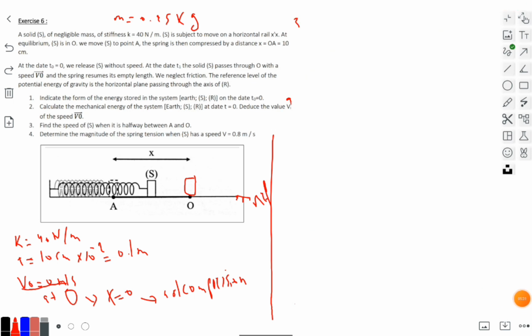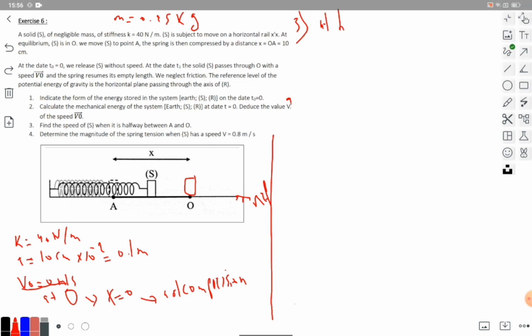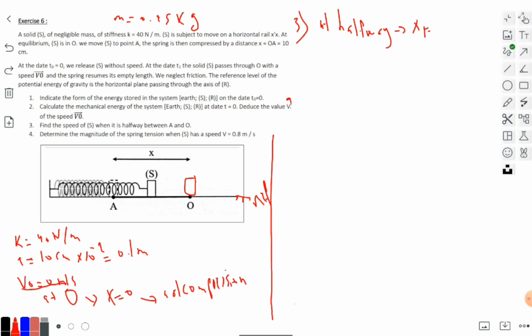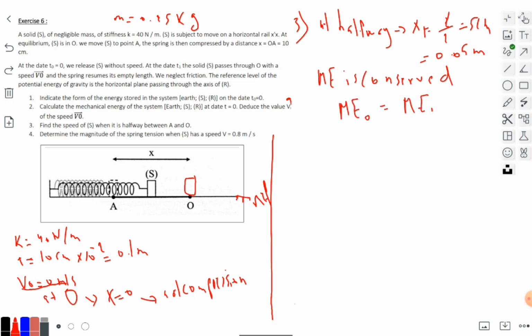Part 3. Find the speed of S when it's halfway between A and O. Halfway, x1, the new x, is equal to x over 2. Then it's equal to 5 centimeter, equals 0.05 meter. So we have ME is conserved since the friction equals 0. So ME at T equals 0 equals ME1 in this position.